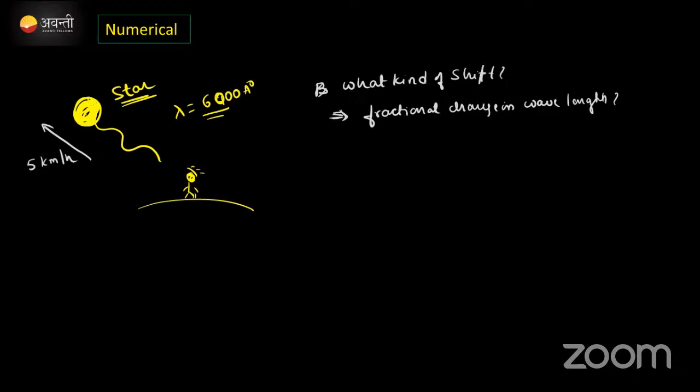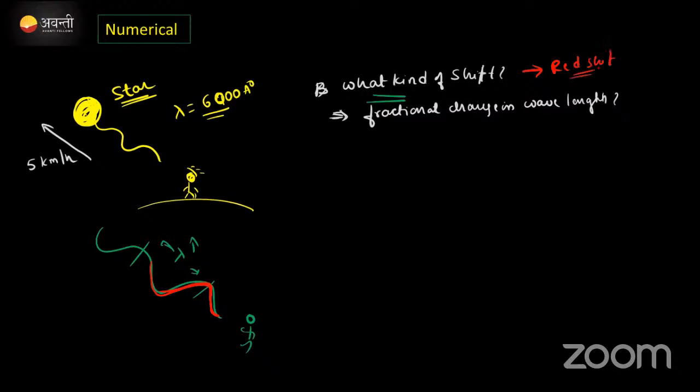Okay, what kind of shift is this one actually? When it is moving away, guys, the wavelength increases. Wavelength increases means the person standing here might observe that the wavelength will be red in color. So which shift is happening? Red shift.